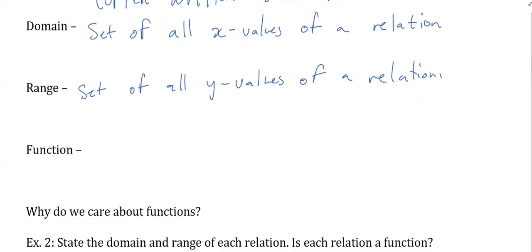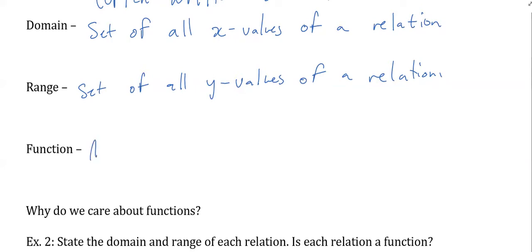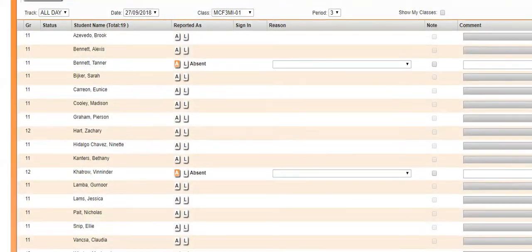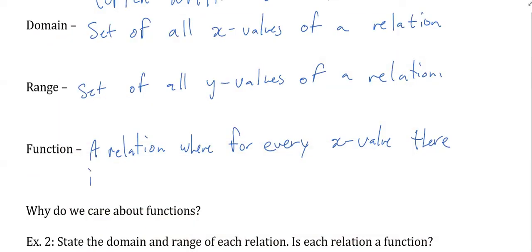And a function is a special kind of relation. It's a relation where for every x value there is a unique y value. By unique, we mean only one y value.